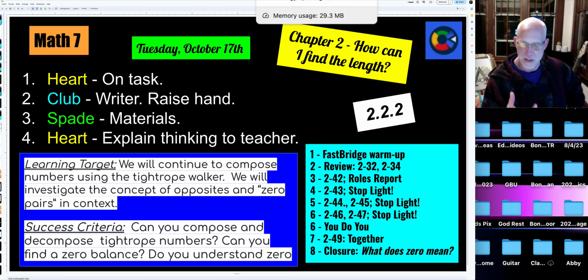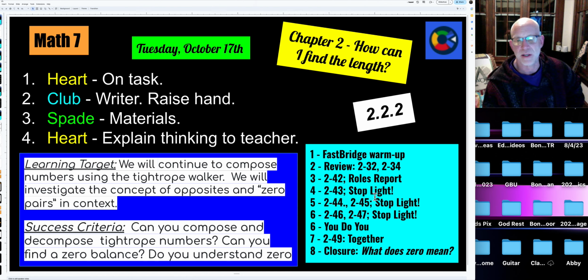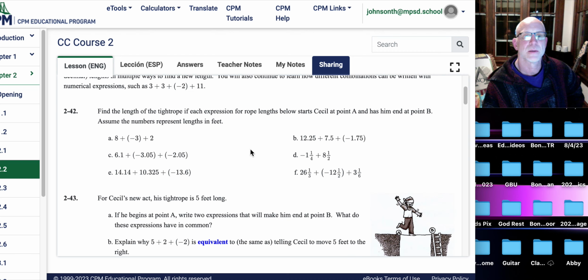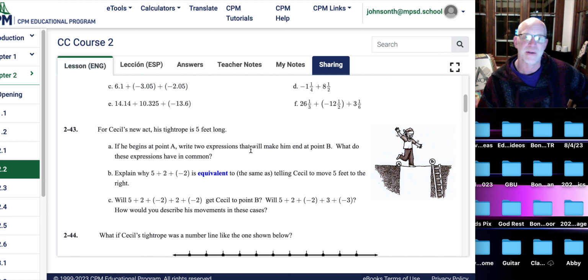So you're going to have a cup on your desk that's upside down. If you get through 243 as a group, you're going to flip it over. That means I know to come over and check you out, and then you can move on to the next problem set.